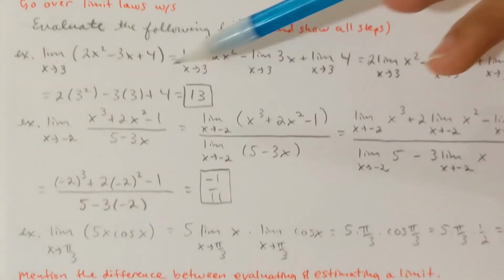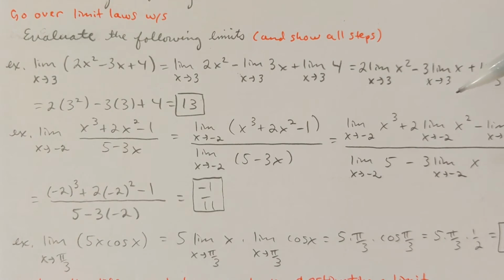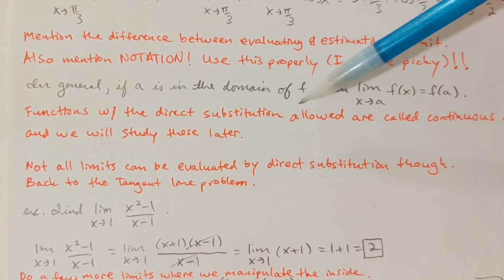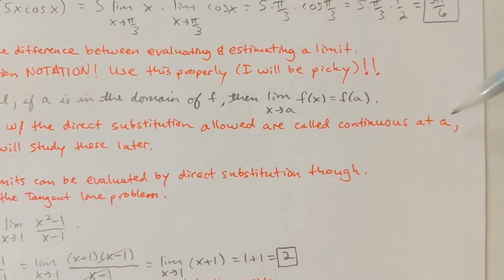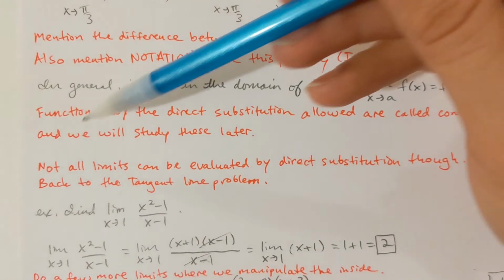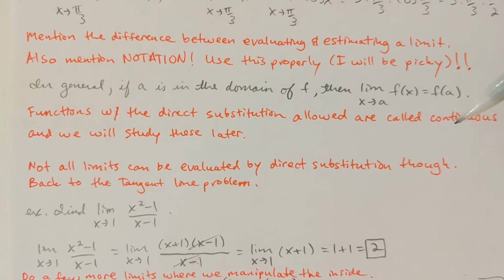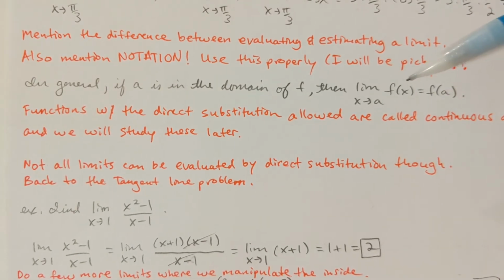Now, the only reason why I'm writing out all my work here is just to emphasize the limit laws and the notational stuff. Whatever work you're showing, make sure that your notation looks good and that you're using it correctly, okay? Functions with a direct substitution allowed are called continuous at a, and we're going to study those later once we get into section 2.5, okay? So more on that topic later.